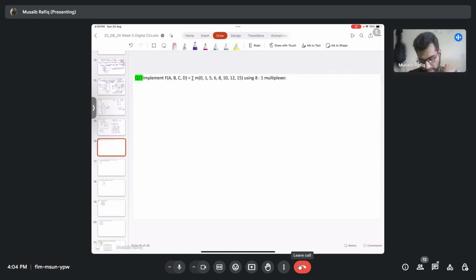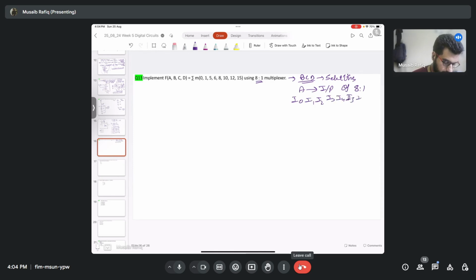The question is F of A B C D equal to the sum of minterms 0, 1, 5, 6, 8, 10, 12, 15, right? And you are given the 8 is to 1 mux. So what you will have here is your B C D going to the select lines, and your A will be going to the input of the 8 is to 1 mux. How will you write your answer? You write your answer like this: I0, I1, I2, I3, I4, I5, I6, I7. So write your answer like this with their corresponding values.